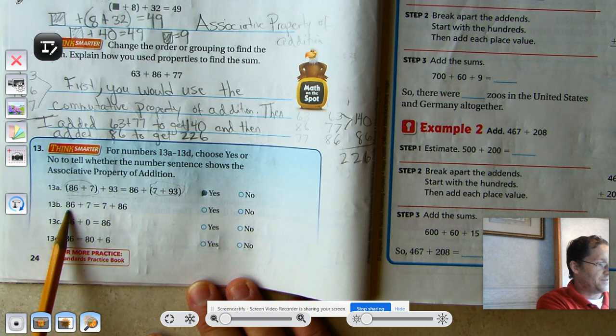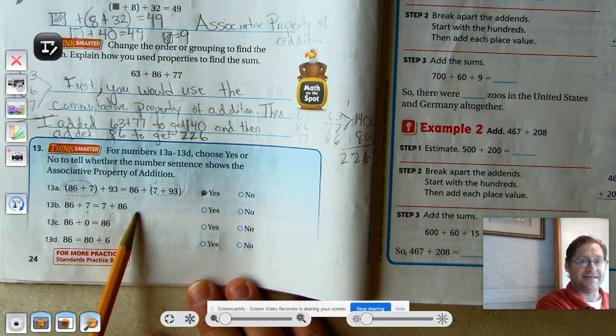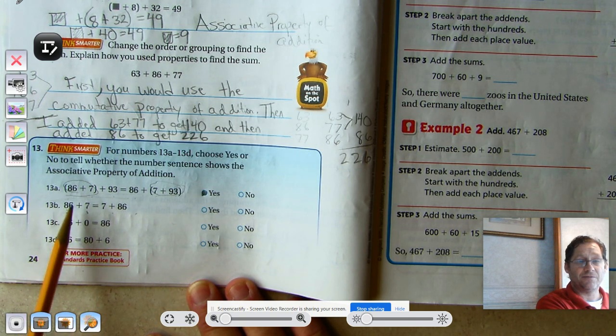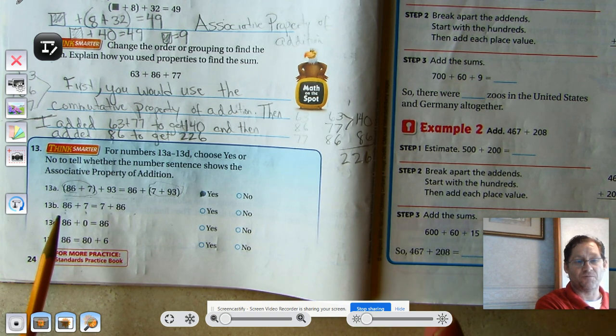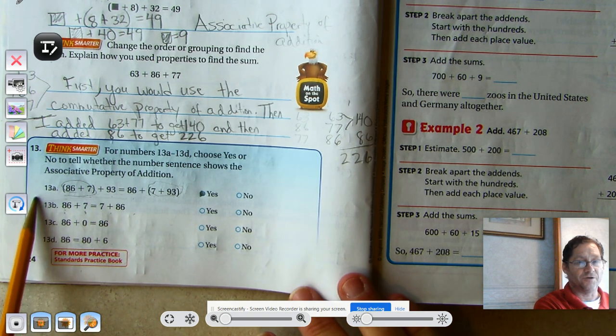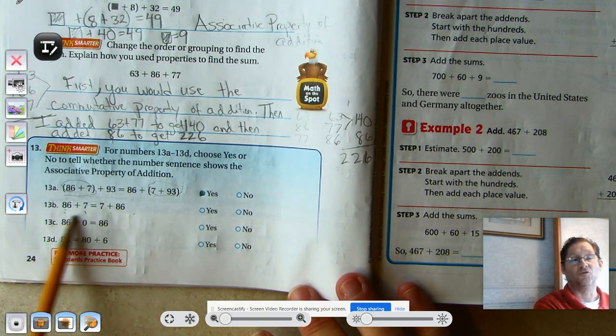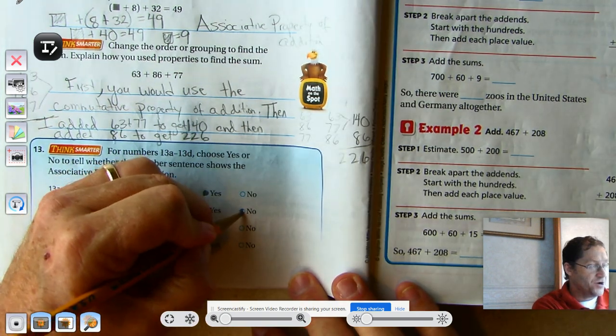In 13b, 86 plus 7, 7 plus 86. So we do have the same numbers, but they're in different order. That's not the associative property, that's the commutative property. Commutative property says that the way in which the order of the numbers are added will not change the sum. So commutative property doesn't have anything to do with how they're grouped. It just has to do with the order. So 13b is no.